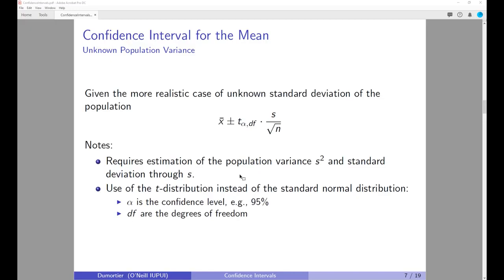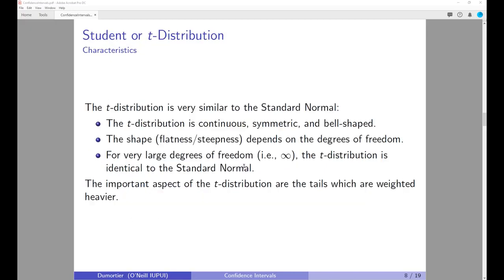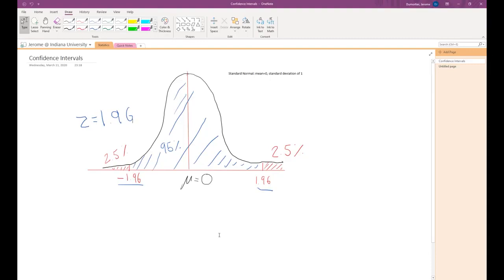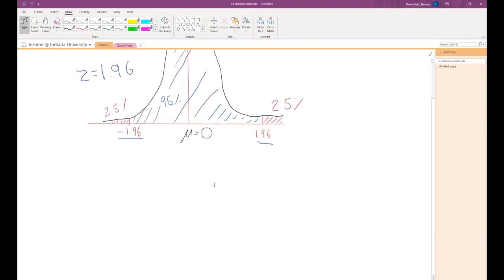Now, the student distribution is extremely similar to the normal distribution in the sense that the t-distribution is continuous, it's symmetric, and it's also bell-shaped. And the shape of the distribution depends on what are called the degrees of freedom. Now let me go back to the handnote here and explain a little bit what we mean by degrees of freedom. Okay?